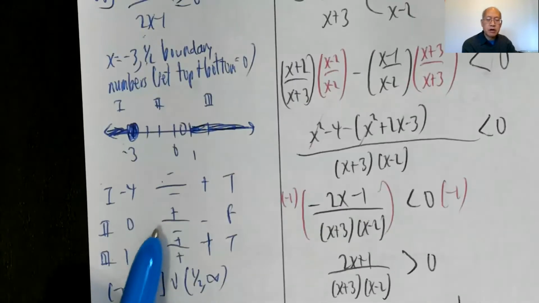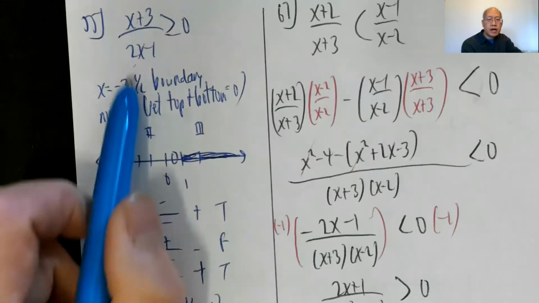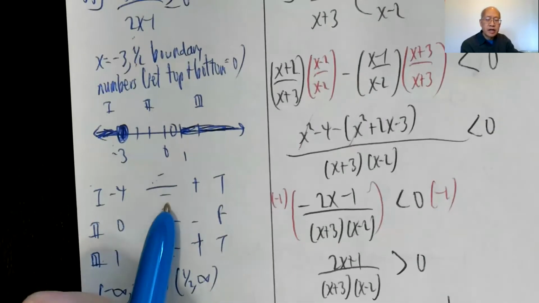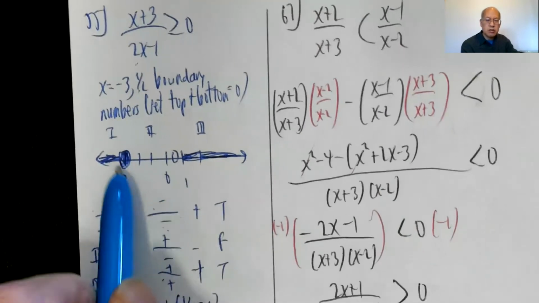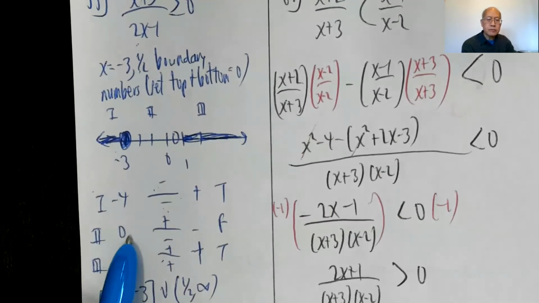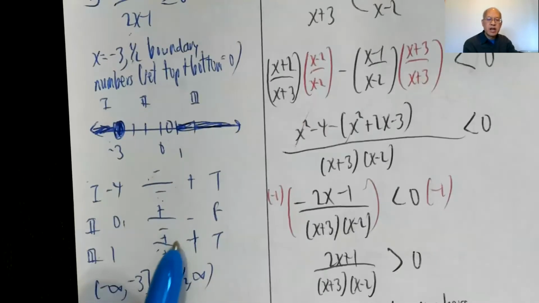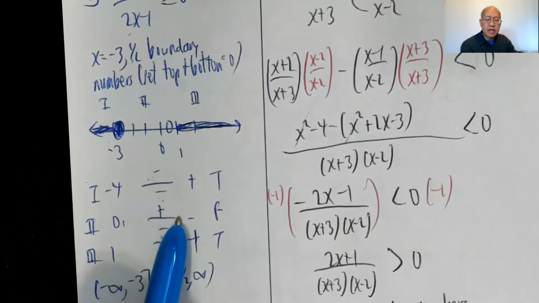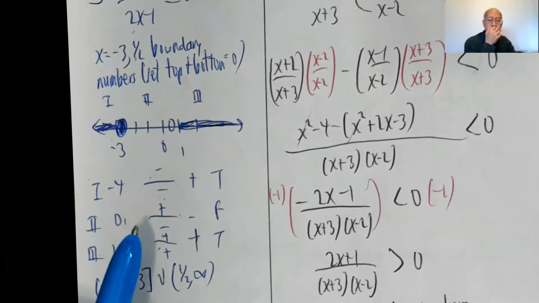This is a fraction bar, fraction bar, fraction bar. So negative 4 plus 3, negative. 2 times negative 4 minus 1, negative. Negative divided by negative, positive. Positive greater than or equal to 0, that's true. Shade in region 1. 0, 0 plus 3, positive. 2 times 0 minus 1, negative. Positive divided by negative is negative. Is a negative greater than or equal to 0? That's false. Do not shade in region 2.